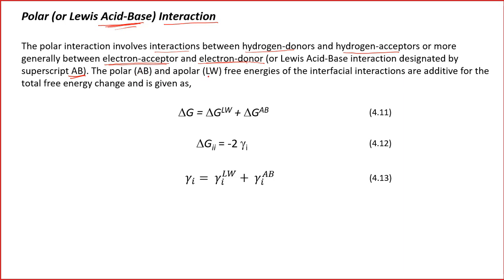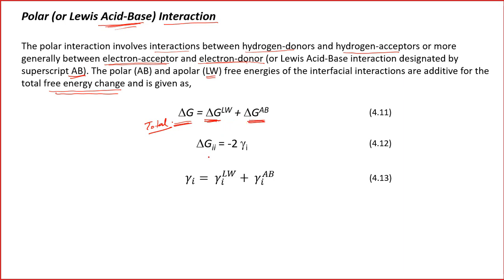So the polar AB and apolar LW free energies of the interfacial interactions are additive for the total free energy. So total surface free energy will be the sum of these two. This is very important to understand, that the surface energy that we have for any kind of solid surface is a combination of two components. One is the apolar part, another is the polar part. In fact, when you conduct an experiment, many times the equipment can let you separate the polar component and the apolar component, and your explanation of friction will depend upon the polar part and the apolar part. But in general, when we deal with surface free energy, we always call it the total one. We take the total, but we should know that it is a combination of the two, the polar and the apolar part.